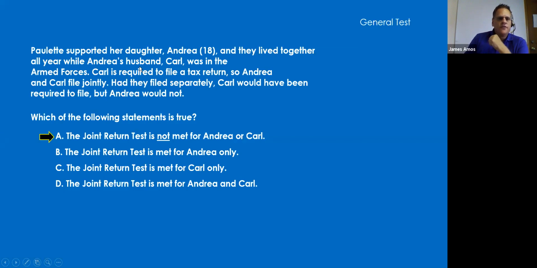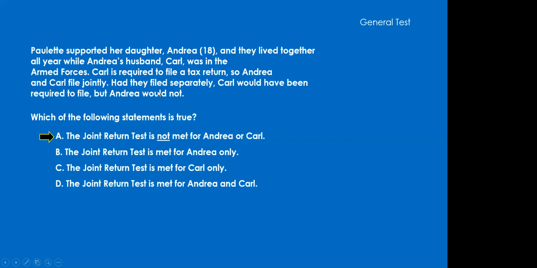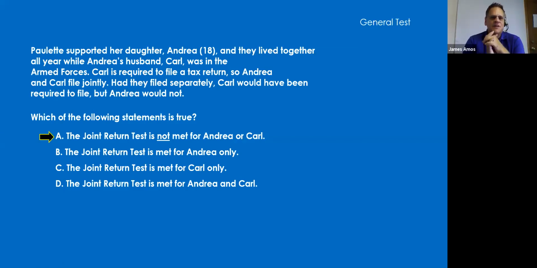Carl is required to file a tax return. Okay, and they actually do file jointly. The fact that he would, if he had filed separately, that's why that sentence about filing separately is thrown in there. Had they filed separately? Yeah, but they didn't. They're actually telling you they were filing jointly, so that's disqualifying them. And there's nothing in there about, oh, he's only getting a refund. That's the only reason they're filing. It doesn't say that. So it's not.